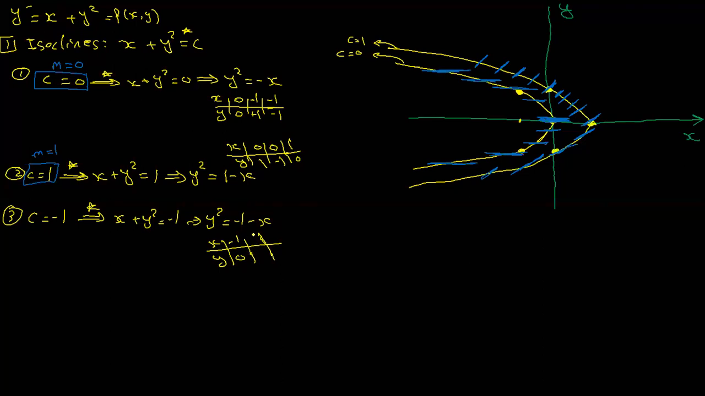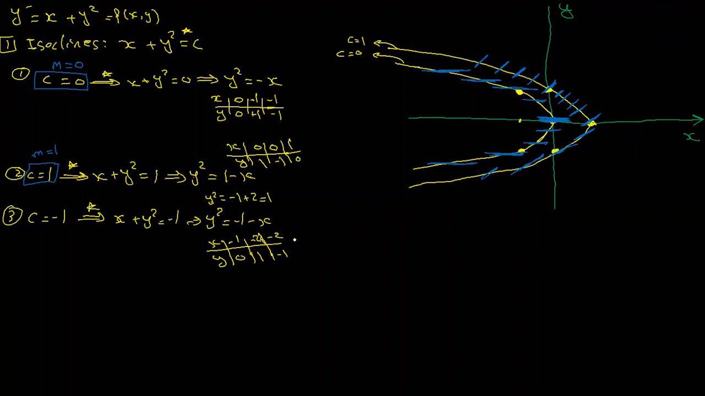-2. So let me choose the x to be -2. So y squared equal -1 plus 2, because you choose negative and negative, which is 1. So y squared is 1. So the y is 1 and -1 when the x is -2. So I have 3 points now.